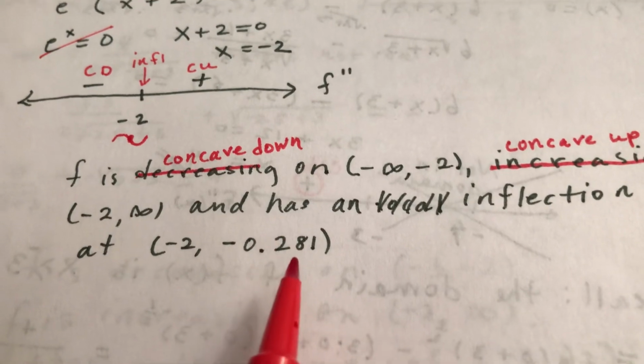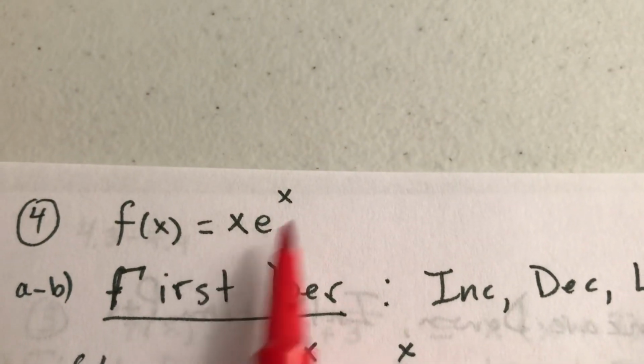Now I plug the negative 2 way back into the original function here, negative 2 e to the negative 2, and that is our inflection point.